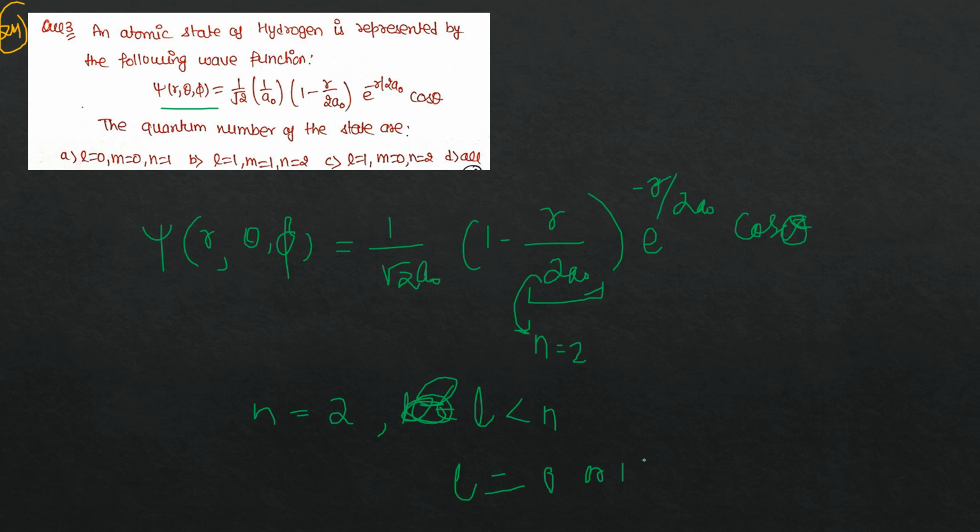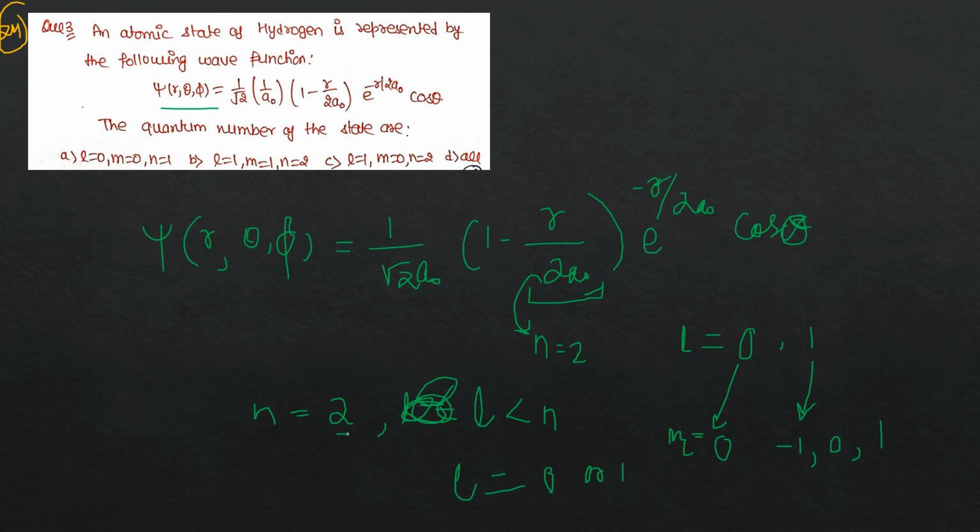If L is 0 or 1, then its ml values will be what? Quantum numbers n, l, m are asked in this question. For L equal to 0, ml is 0. For L equal to 1, the ml values are minus 1, 0, 1. So this is the answer.